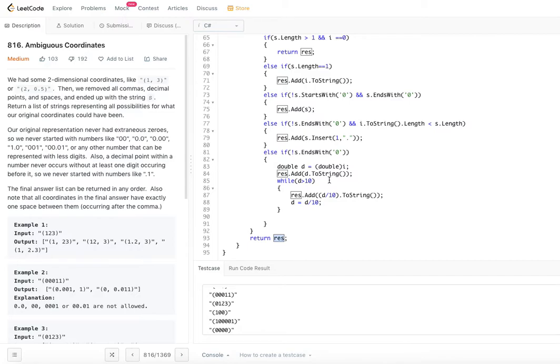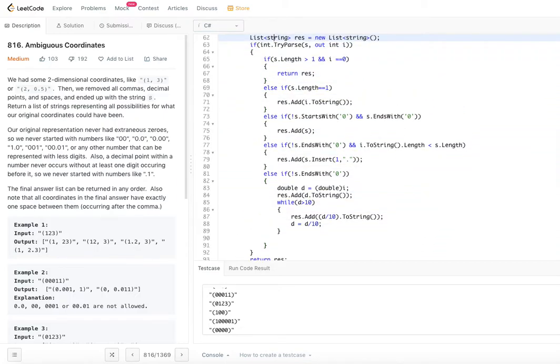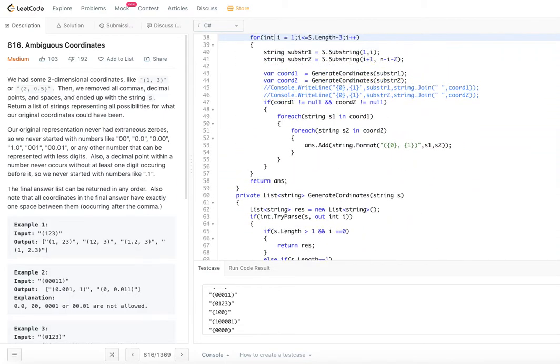So basically, once we get the answer, we will be having the coordinates for a given part of the string. So once we obtain the coordinates for the two parts, then we will format that and return the result.